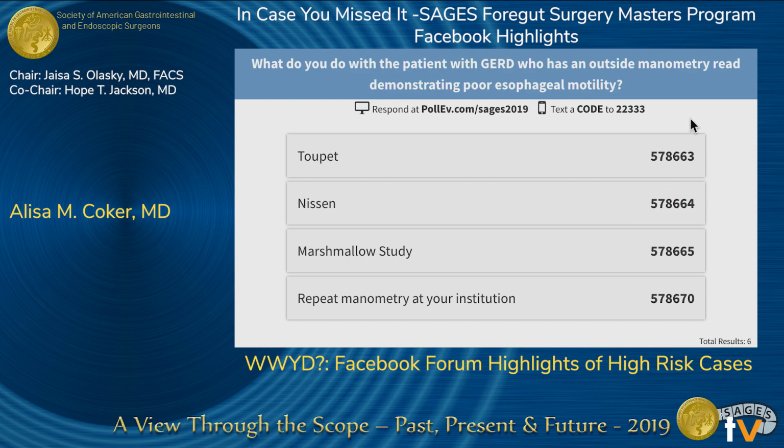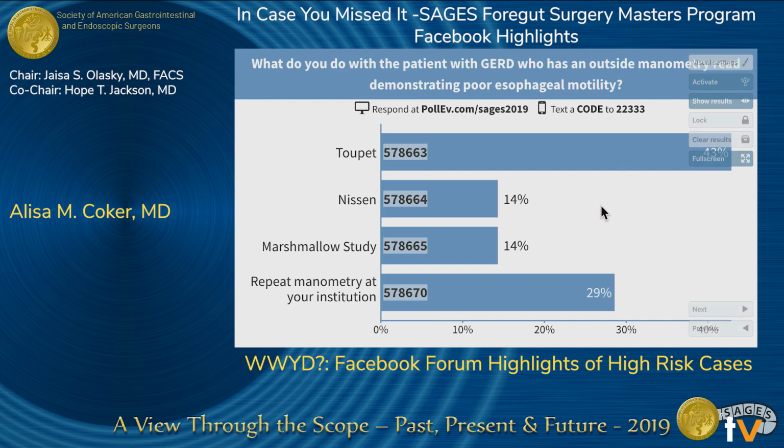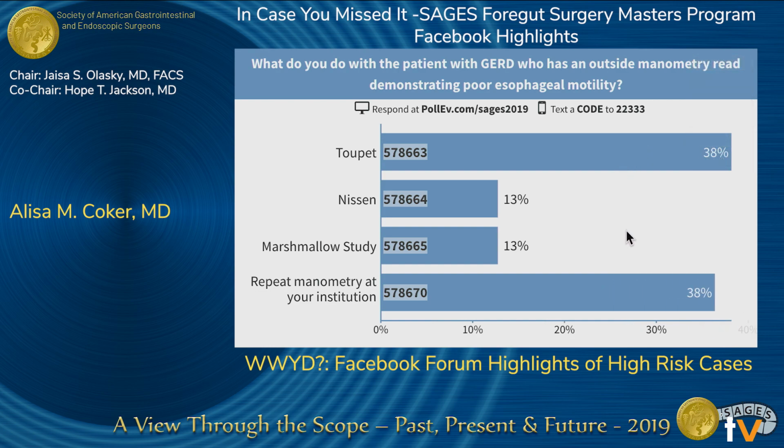Okay. There we go. Like I said, this was a popular post. So it looks like we're pretty evenly tied here with a partial fundoplication, which is always a safer option, and just repeating the study.